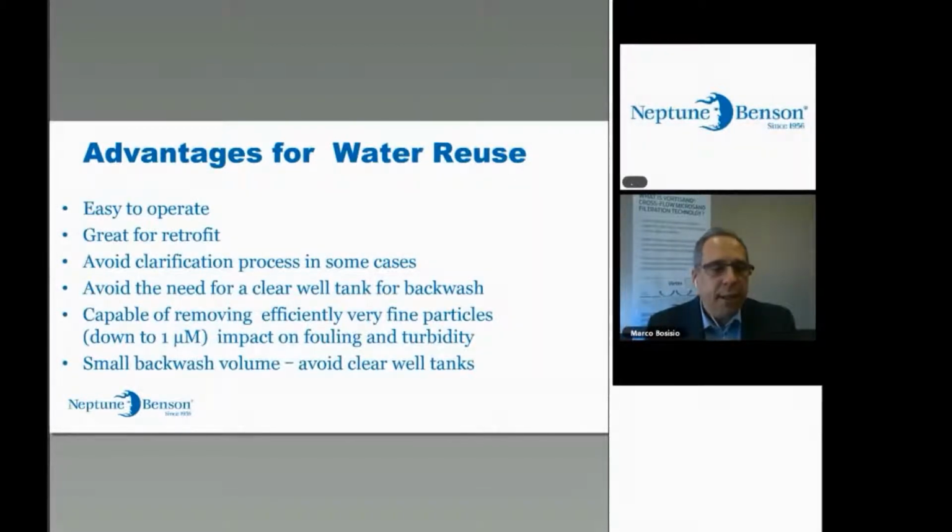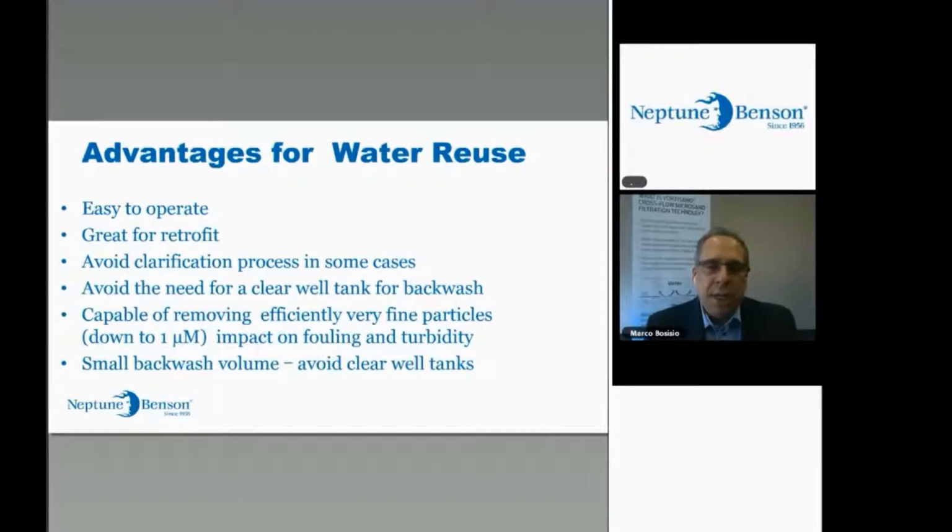Again, very easy to operate. Just like any other filters, there are a few features that need to be said. There's a minimum speed that needs to be driven through the system, as you need to have that sweeping action. So there needs to be at least 40 to 50% of the design flow going in to make sure the sweeping action is always active.